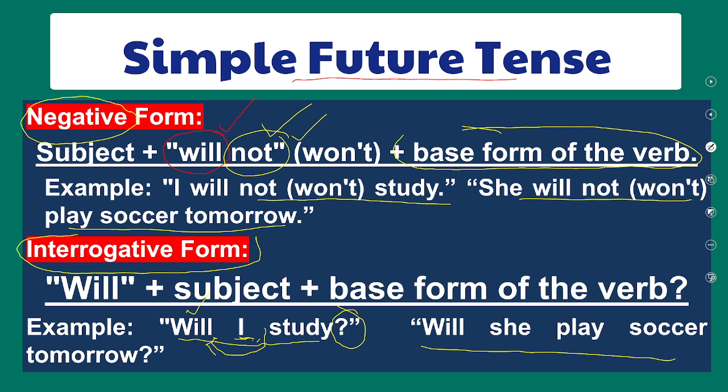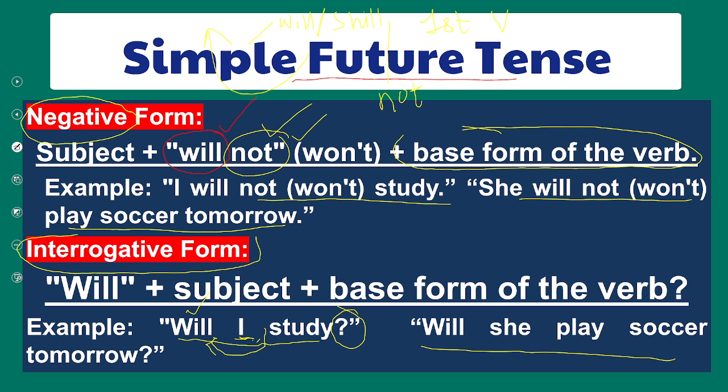I hope you have understood what a simple future tense is. In the simple future tense, you have to use will or shall with the subject, and you have to use the first form of the verb. To make it negative, you insert not after will and shall, and if you want to make it interrogative, you insert will or shall before the subject.